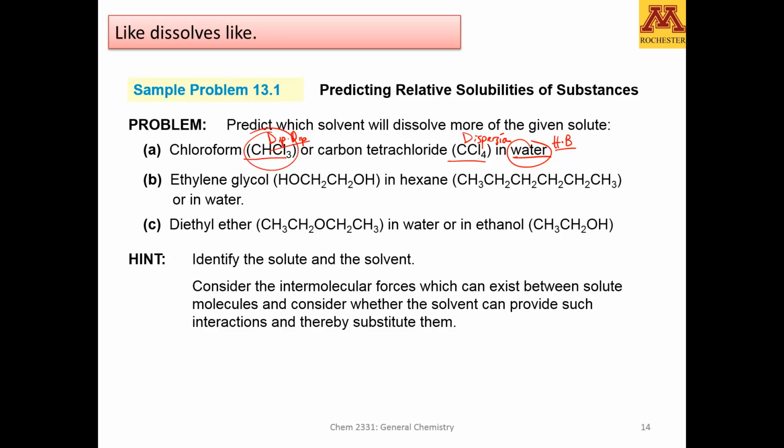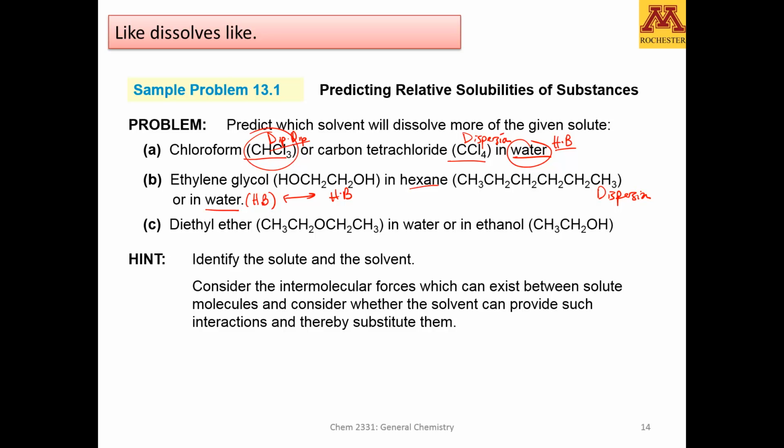Okay, let's do the second one. Again, we have the solvent water. Will it interact better with hexane or, in this case, ethylene glycol? Ethylene glycol has hydrogen bonds, and hexane is nonpolar, so it only has dispersion. Again, water, because it has hydrogen bonds, will interact better with ethylene glycol, so the solubility of ethylene glycol in water will be higher than hexane in water.